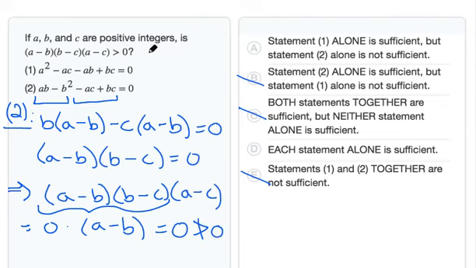So again, we have a similar situation as we did with statement 1. The answer to this question would be no. That product is not greater than 0. But since we have a definitive answer, this statement alone is sufficient. So we can eliminate answer choice A, and both statements alone are sufficient. So the correct answer would be choice D.